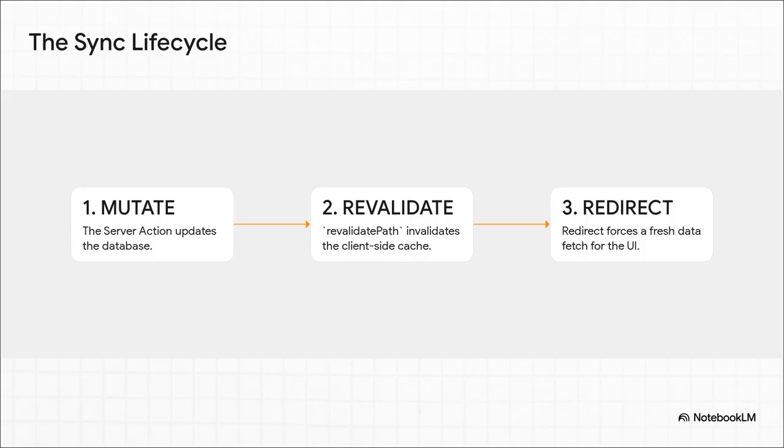It's a 3-step process. First, you mutate. Your server action updates the database. Simple enough. Second, you revalidate. You call this function revalidatePath, and it just blows away the stale client cache. Poof, gone. And third, you redirect. You send the user to the updated page. But since the cache is now empty, the browser is forced to go get fresh data from the server. It's this beautiful, tightly coupled chain of events, mutate, revalidate, redirect, and it absolutely guarantees your UI stays in sync.